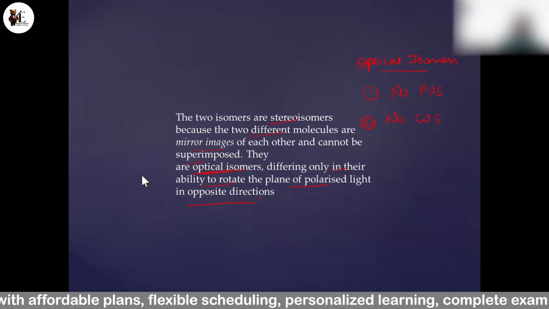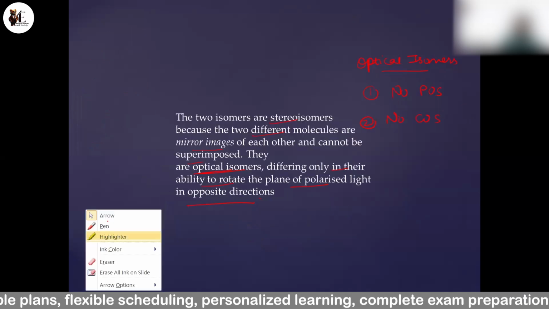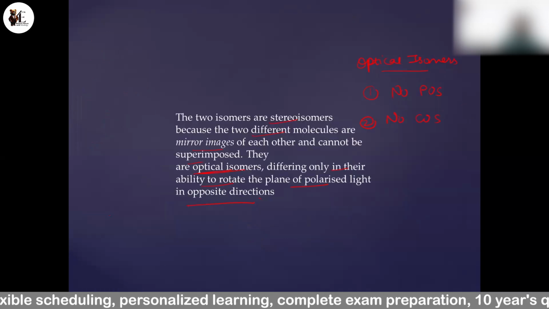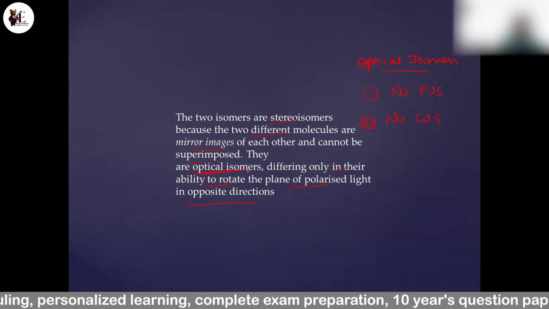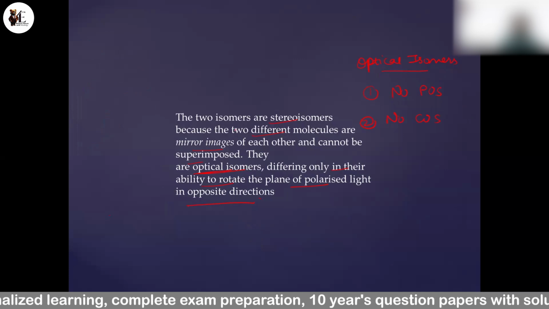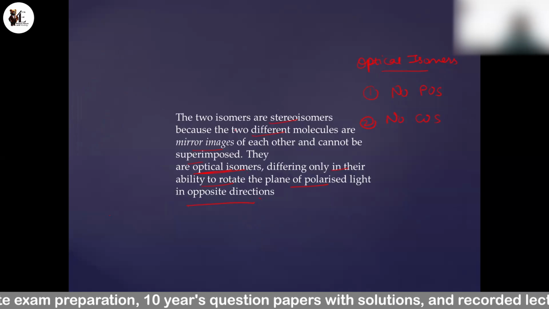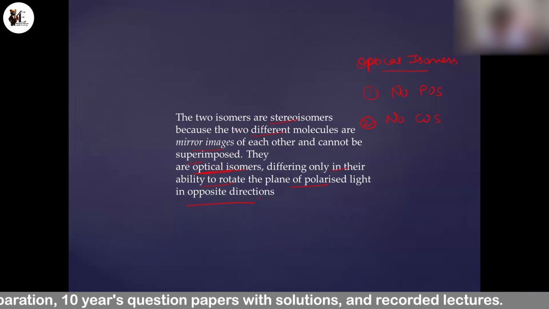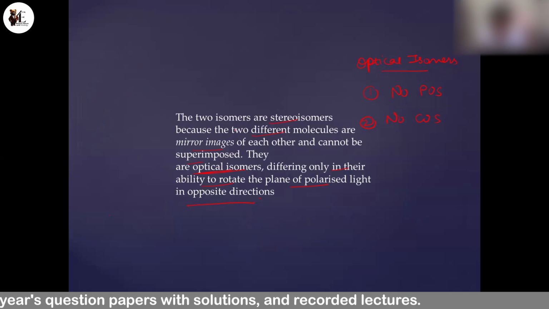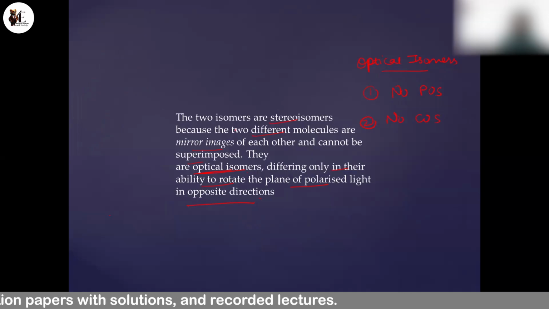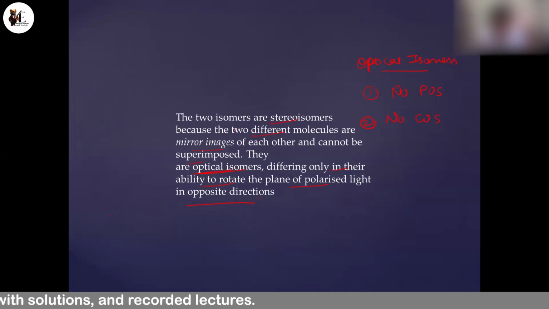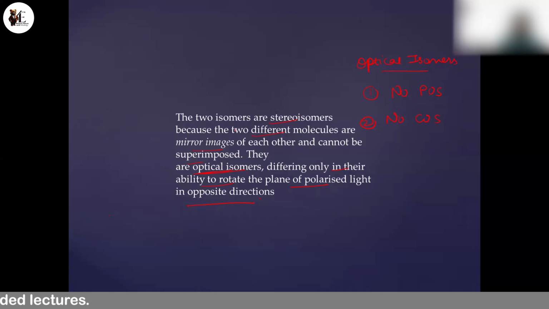That means they are optically active isomers. Clear? And the property of optically active isomers is that they can rotate the plane of polarized light. Clear? Any doubt in this? You can ask. Ma'am, center isomers means chiral carbon. Which? Center isomers means chiral carbon. Where is it written center isomer?